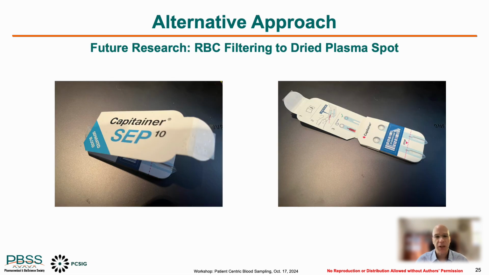Now, in that case study, given the results of increased analyte instability with increasing hematocrit on untreated Mitra, an alternative substrate pretreatment might have been membrane filtration of those RBCs. And had the SEP10 device been available 8 months ago from Capitainer, that might very well have offered a more simplified approach to mitigating analyte instability for this case. And that would have resulted in a dried plasma spot approach for microsampling.